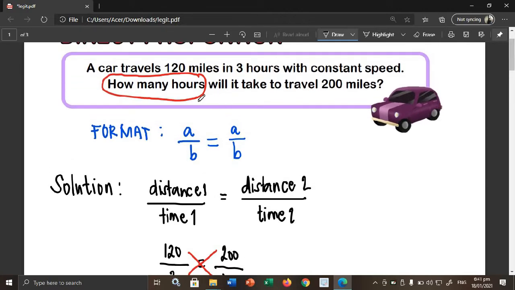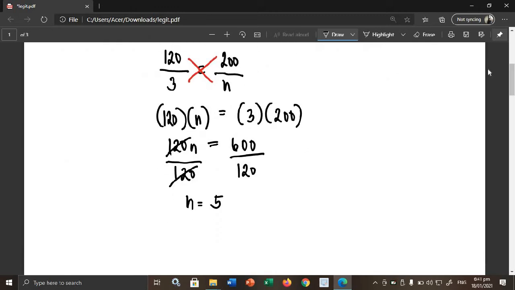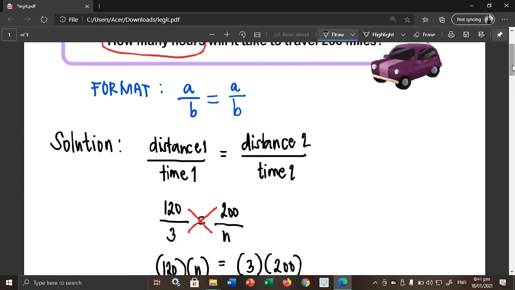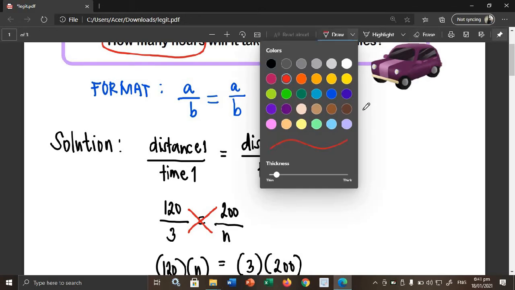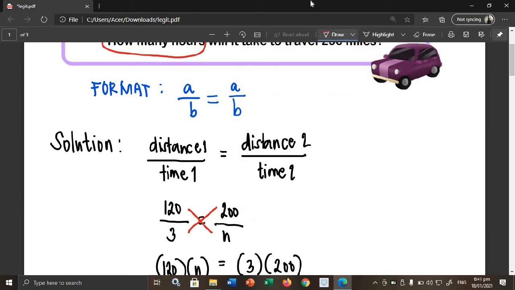It depends. What we are looking for is hours, so that is the unit. We have 5 hours. So if we rewrite our answer, our answer is 5 hours, right? So our answer is 5 hours.